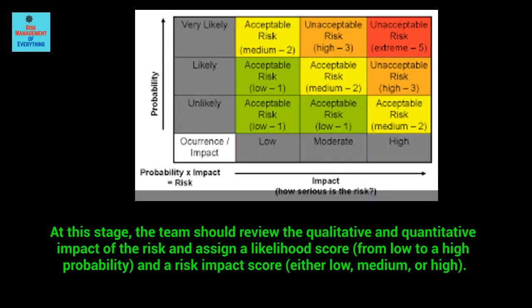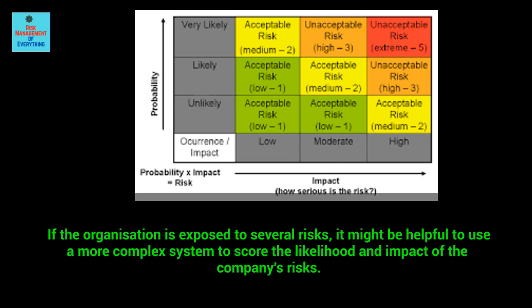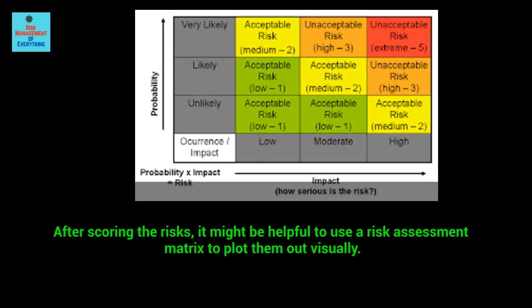At this stage, the team should review the qualitative and quantitative impact of the risk and assign a likelihood score, from low to a high probability, and a risk impact score, either low, medium, or high. If the organization is exposed to several risks, it might be helpful to use a more complex system to score the likelihood and impact of the company's risks. After scoring the risks, it might be helpful to use a risk assessment matrix to plot them out visually.